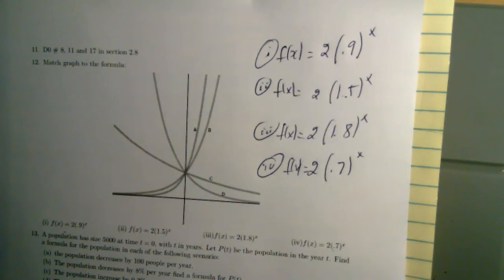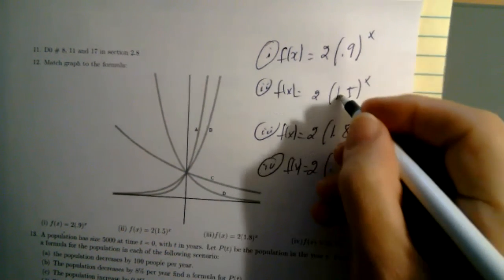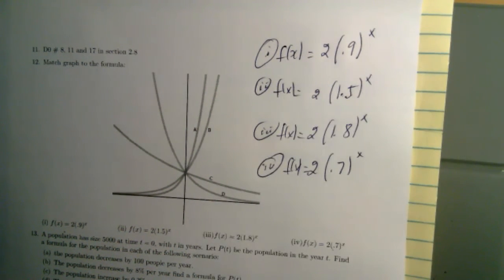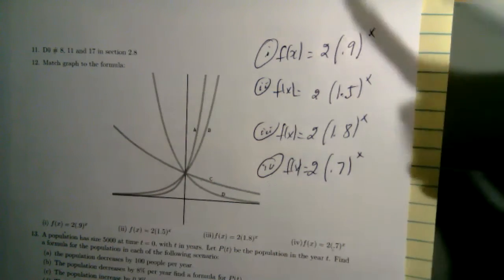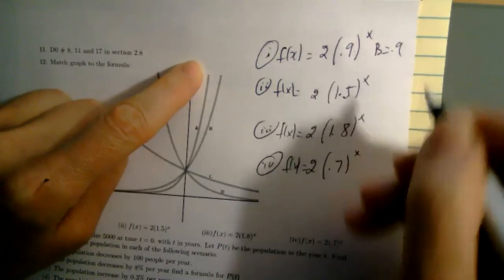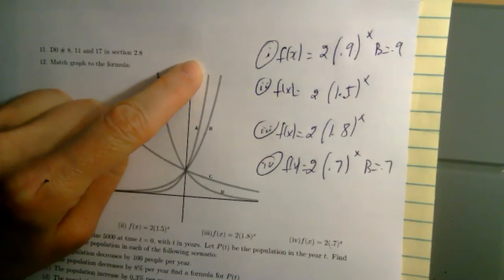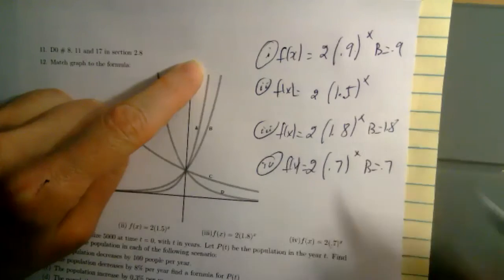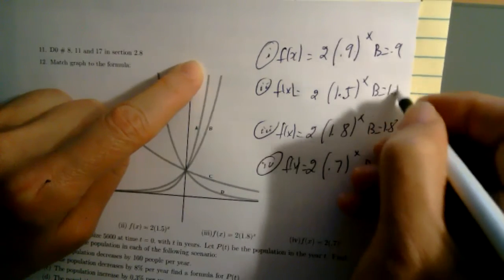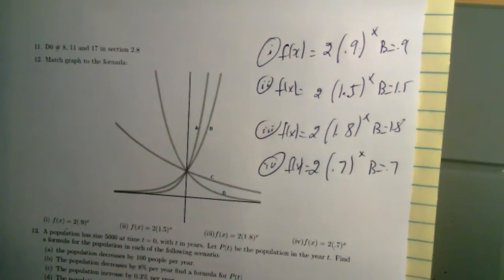C and D are going to be 1 and 4, right? So C and D are decreasing. Now we know the graph of the exponential. The B, like here, B is 0.9. B is 0.7. B is 1.8. B is 1.5. Agree with me? Now, the exponential is increasing if B is bigger than 1.